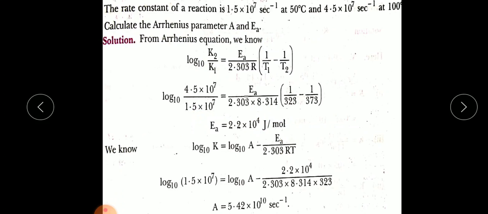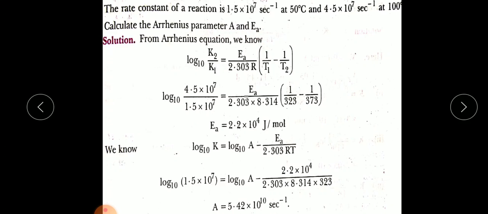So the question is: the rate constant of a reaction is 1.5 × 10^7 per second at 50 degrees Celsius and 4.5 × 10^7 per second at 100 degrees Celsius. Calculate the Arrhenius parameter A and EA. So you need to calculate the Arrhenius parameter A and EA, the activation energy.